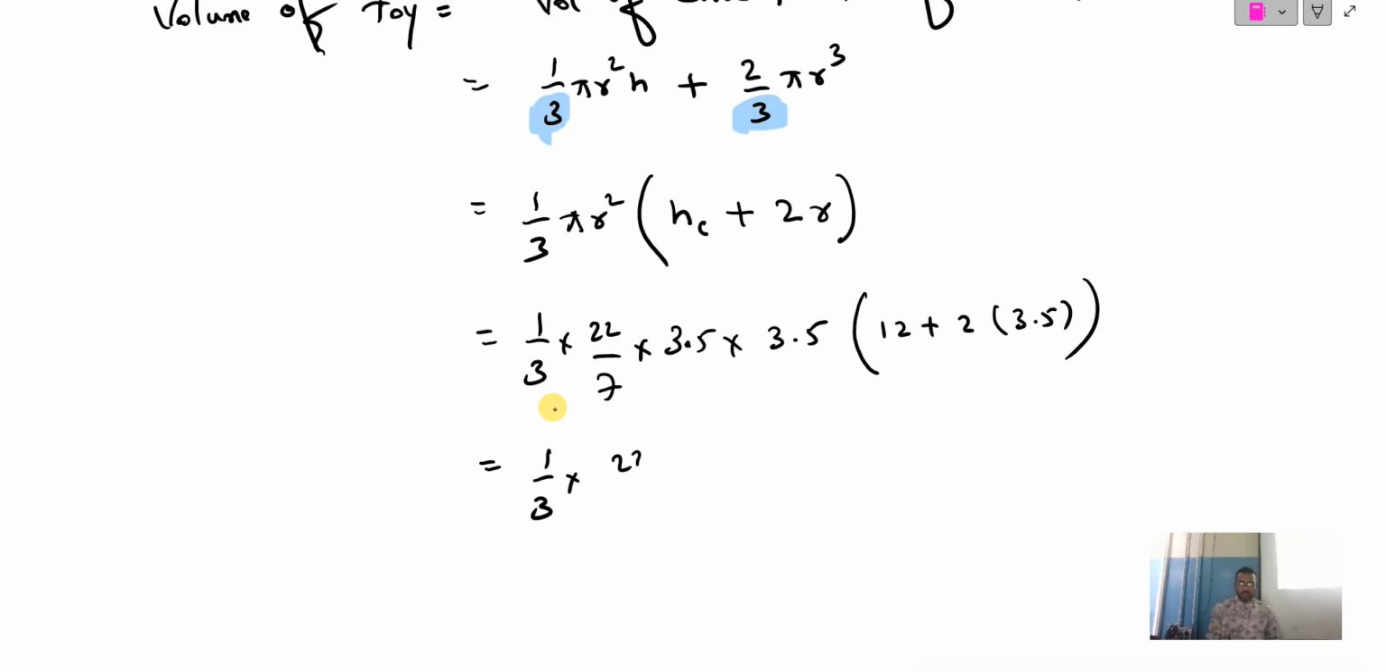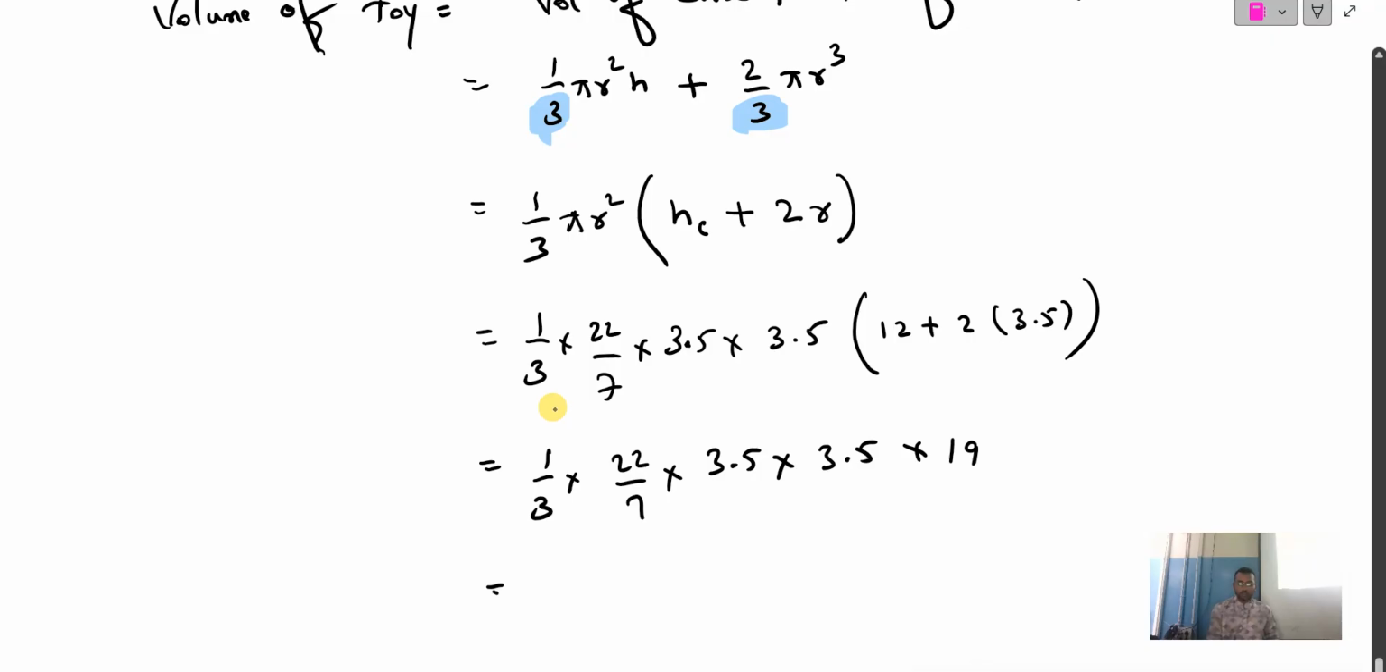12.25 into 19. 232.75, the whole divided by 3. Now multiply 3.14 into 232.75. That gives 721.525 divided by 3. What is the answer?